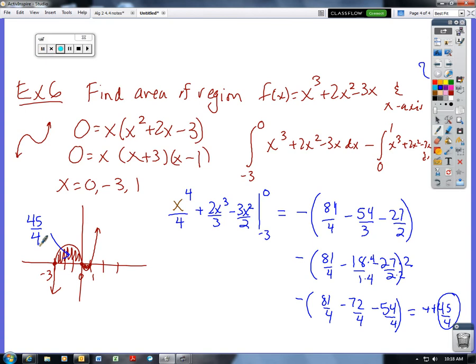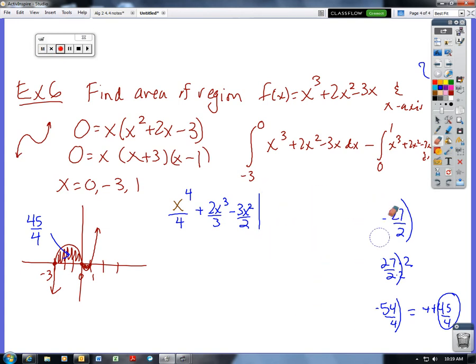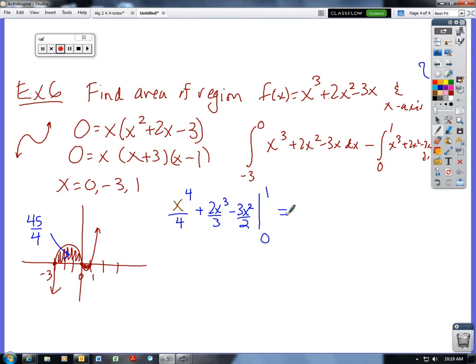Okay, now we have to do the integral from 0 to 1. So I have to erase a little. It's going to be the same antiderivative. What I'll do is I'm going to erase all this work and change these limits. So right now I'm just going to find the integral from 0 to 1. It's the same antiderivative. So again, I'm going to methodically, carefully go through this. This one won't be as bad because 1 and 0 are easier to work with.